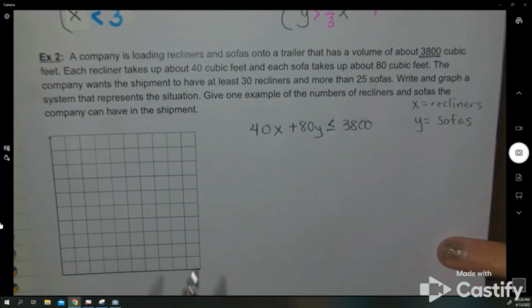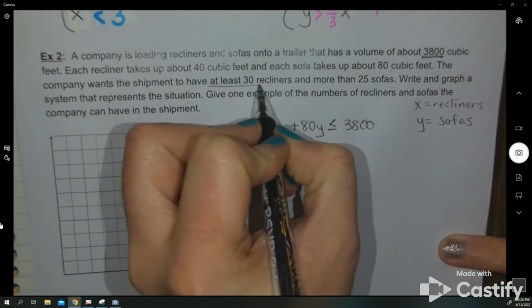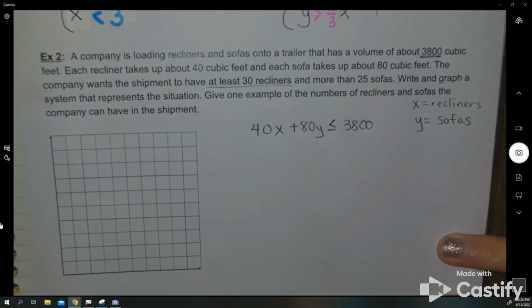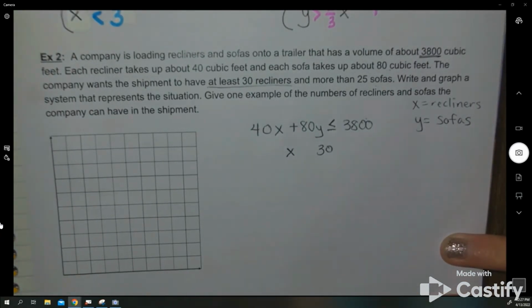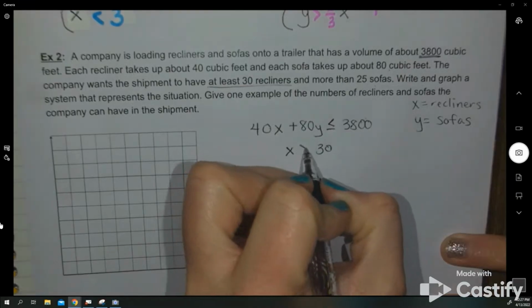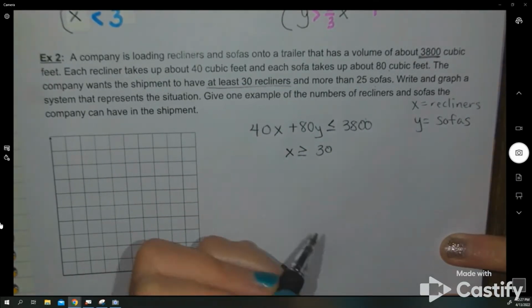For my second inequality, I'm looking down here and I see the company wants the shipment to have at least 30 recliners. I'm going to look at that individually. My x were my recliners, and we need at least 30. So 30 is the smallest amount that we want to have. We could have more than that. We could have 30. So x has to be greater than or equal to 30. That means it includes 30 or anything larger.